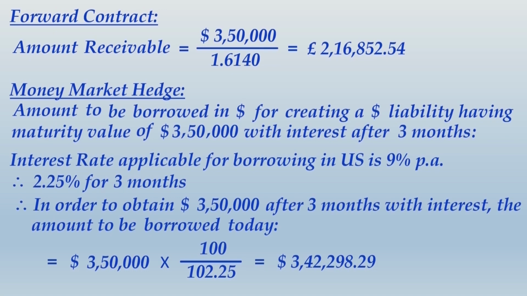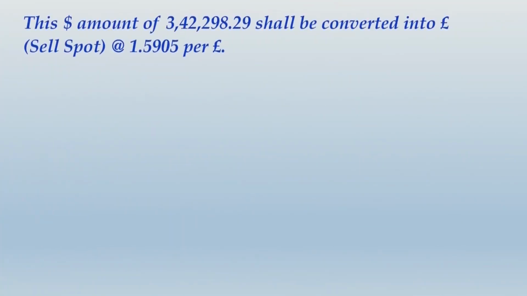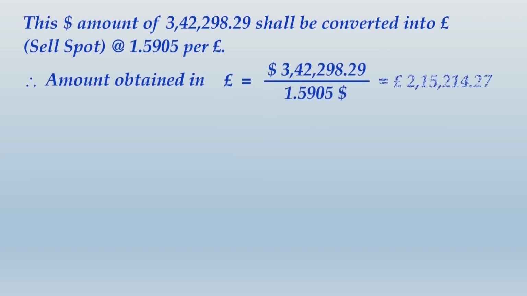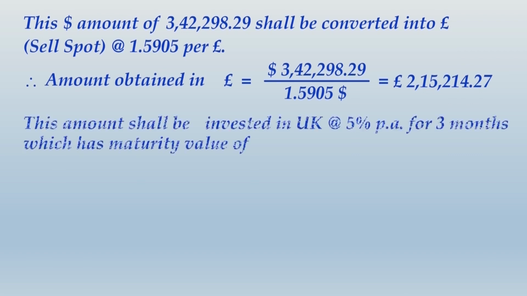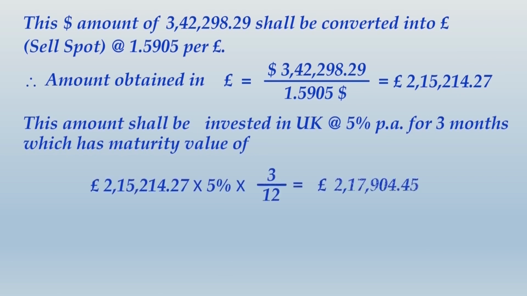Alright friends, you would have finished writing this much. Let us move ahead and take up the calculations further. So that amount you have just obtained will be converted into pound, that is, sell spot at $1.5905 per pound, and that will give you the value in hand as pound 2,15,214.27. So simple thing: whatever dollar amount you have borrowed, dollar is not your currency, you will sell spot that dollar and obtain the initial value in hand in terms of pounds, and that amount you are going to invest in UK. In other words, you are going to make investments in pound itself, and the deposit rate is 5% per annum, and that will be applicable for 3 months.